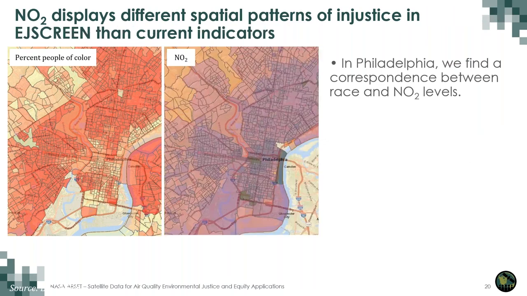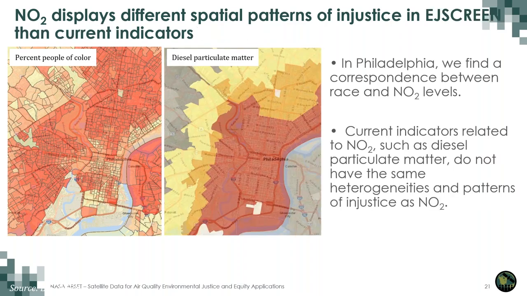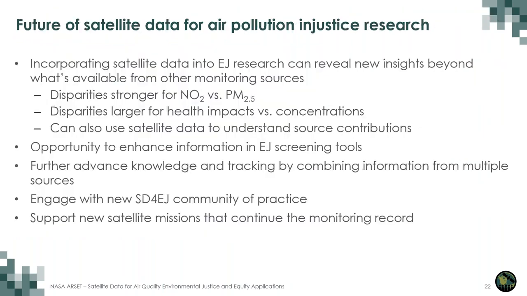So I'll just do a quick toggle back and forth, just so you can see the difference in the spatial pattern of NO2 versus diesel particulate matter, and see how that lines up to the percent people of color. So there is some information that we could gather from incorporating satellite data and NO2 into EJ mapping tools. So in the future, we can incorporate satellite data into EJ research and reveal new insights beyond what's available from other monitoring sources. And I've shown you some cases how disparities are stronger for nitrogen dioxide than for PM 2.5, that we have larger disparities when we consider the health impacts from air pollution versus just the exposure concentrations.